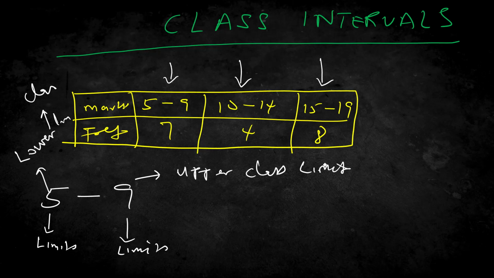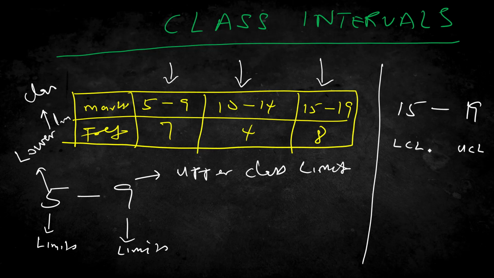So when you're given 15 to 19, 15 is the lower class limit and 19 is the upper class limit. That's that.